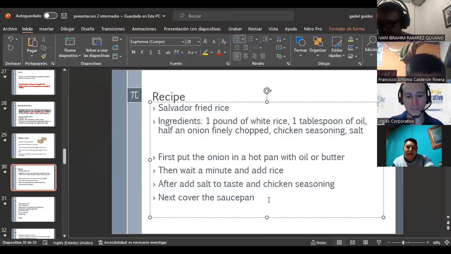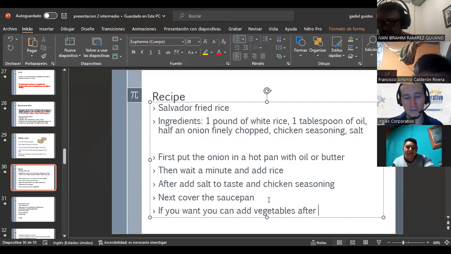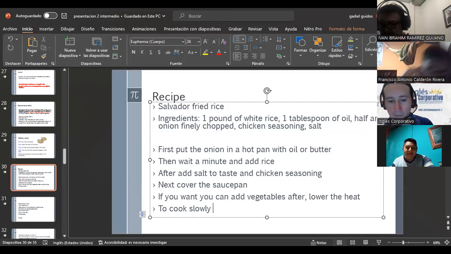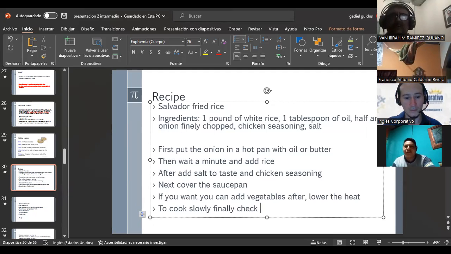If you want, you can add vegetables. Vegetables, okay. Very good. After, lower the heat to cook slowly. Cook slowly, okay. Finally, check the rice is ready and done. The rice is ready. Okay. Very good. Thank you so much, Hilbert.